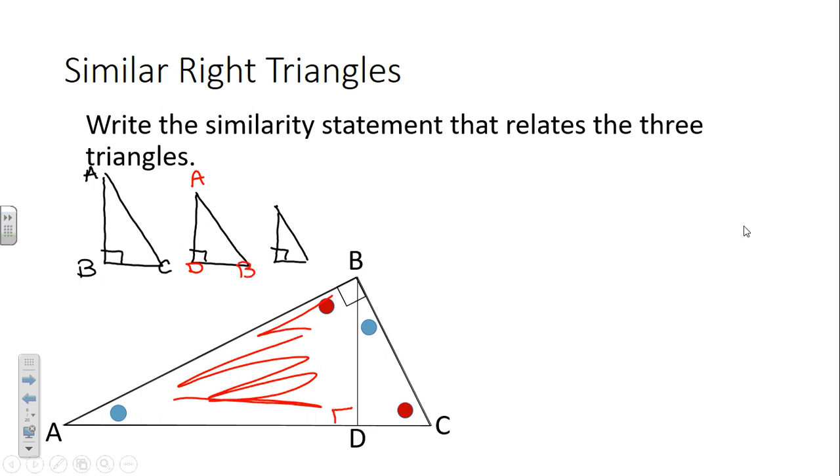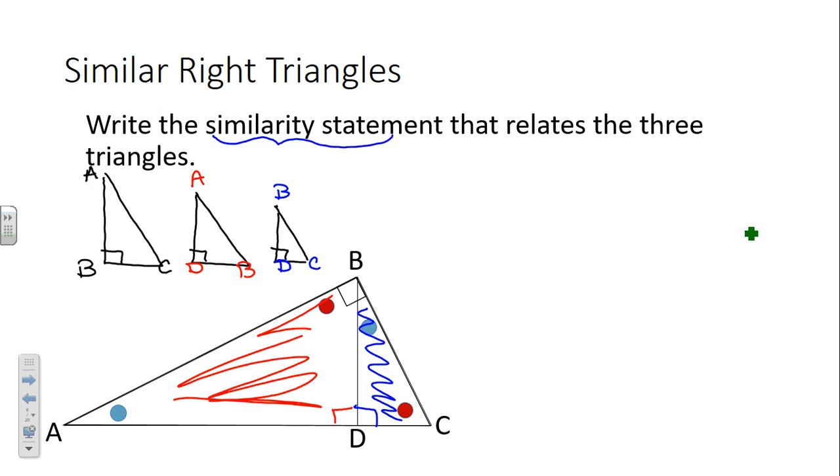Last triangle. Itty bitty triangle. What's the 90-degree angle? What's the smallest angle? B. And what's the medium size? C. So, if I need to write a similarity statement, what are they asking for?